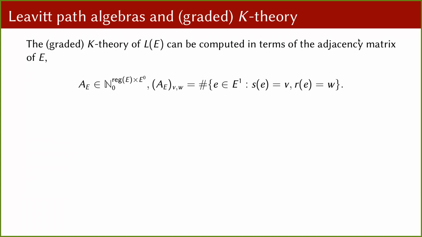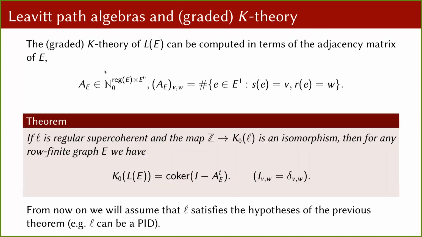So the adjacency matrix of a graph is the matrix indexed by the vertices, which in the V, W entry has the amount of edges that start at V and end at W. And from that data, which essentially is all that we know about the graph, we can see that the K0 of LE is the co-kernel of this matrix here, which is the identity minus the adjacency matrix transpose. Here, well, there are a couple of hypotheses going on.